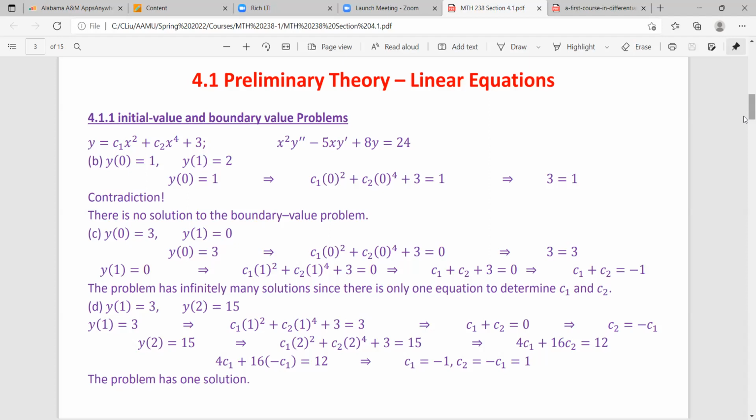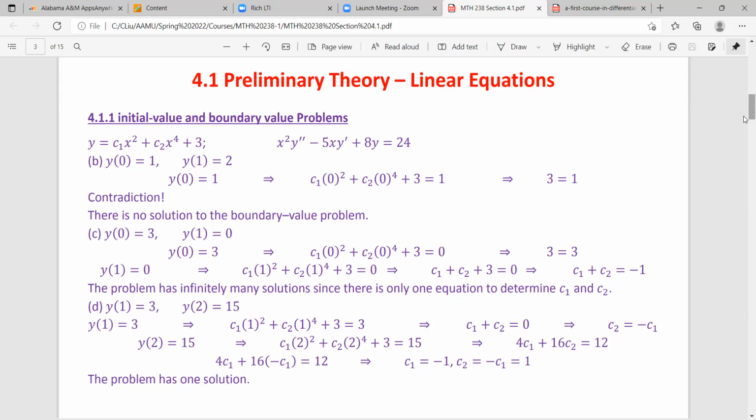Using just this one boundary condition, we conclude there is no solution to this boundary value problem. The boundary condition cannot be satisfied in this case, so this problem also does not have a solution.